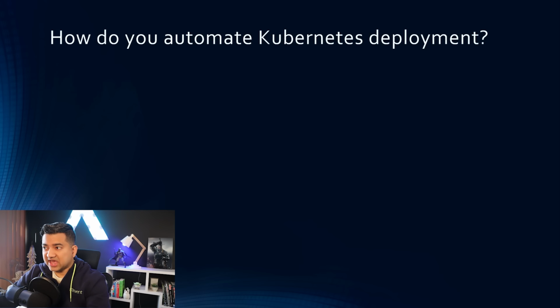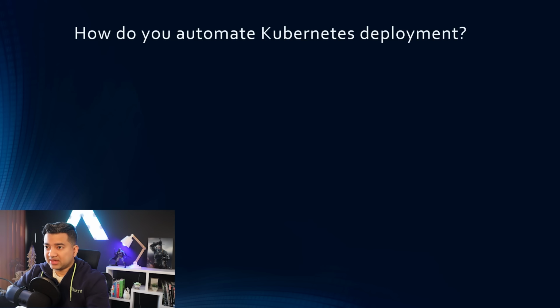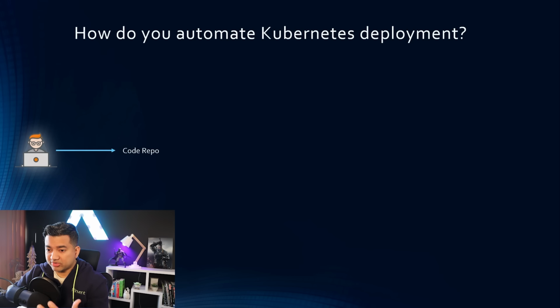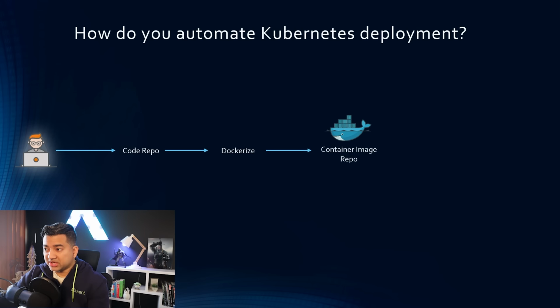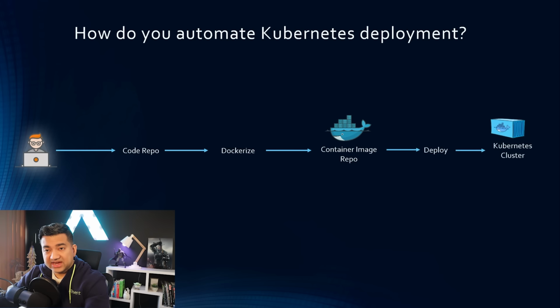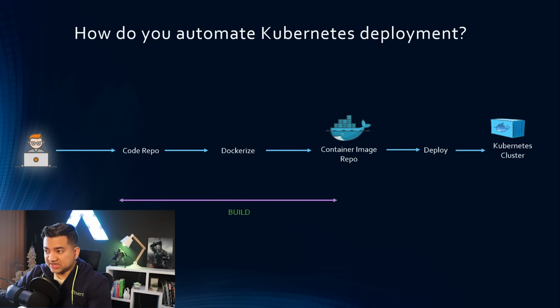So first question is how do you automate Kubernetes deployment? The important thing to realize here is to understand the DevOps flow for Kubernetes. Let's say a developer checks in the application code into the code repository, and then somehow you have to Dockerize that application code, create a container image, and put that container image into a container image repository. From there, you have to deploy the container image to a Kubernetes cluster where the image will run as a container. The first part is called the build and the next part is called deploy.